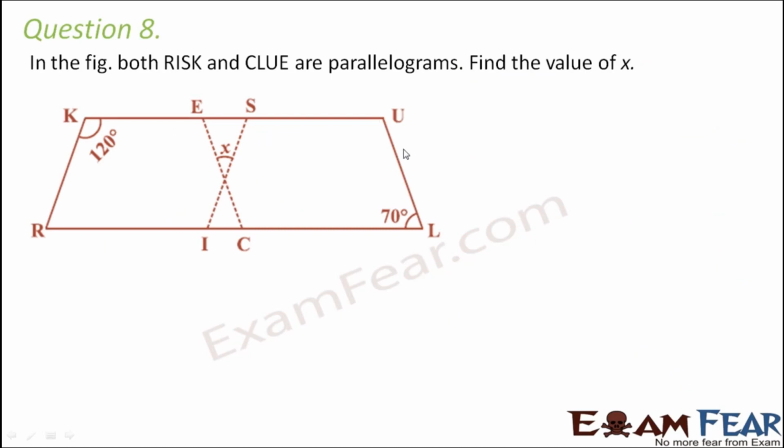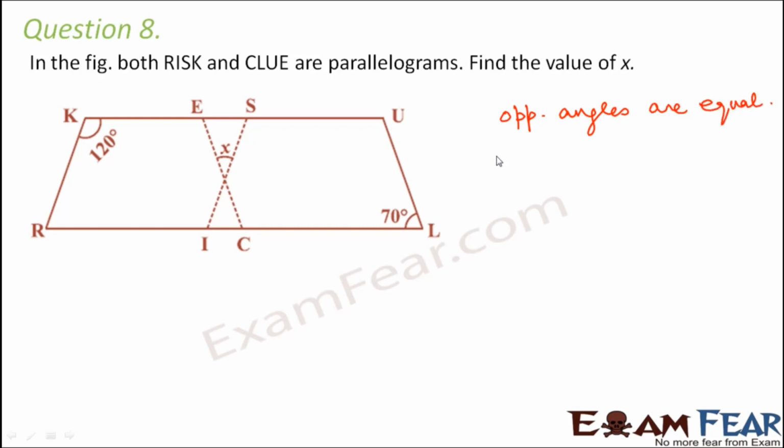Question number 8. In the figure, both RISK and CLUE are parallelograms. So RISK is one parallelogram and this is another parallelogram. They have been drawn in such a way that they intersect each other for certain regions, so some part of it is common to both the parallelograms. We have to find out the value of X. So here again we will make use of the property that opposite angles of a parallelogram are equal.